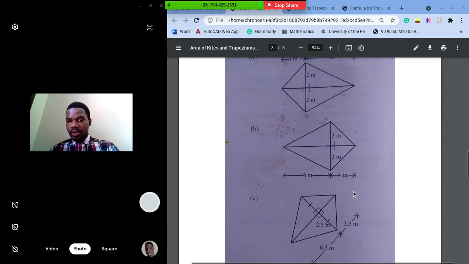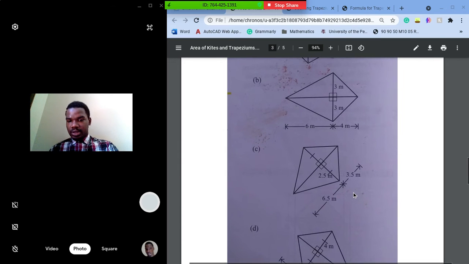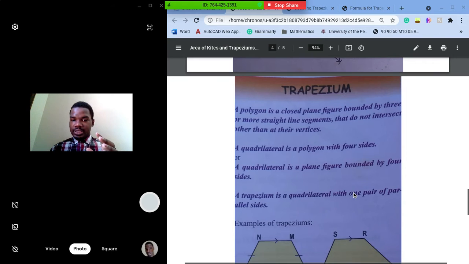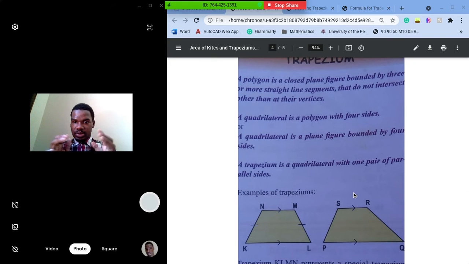You have 2 others to practice. I'm going to put them on the portal. Alright? But now we're going to look at trapezium. Alright? So look at this one now.